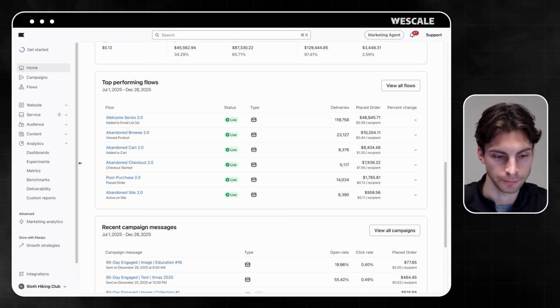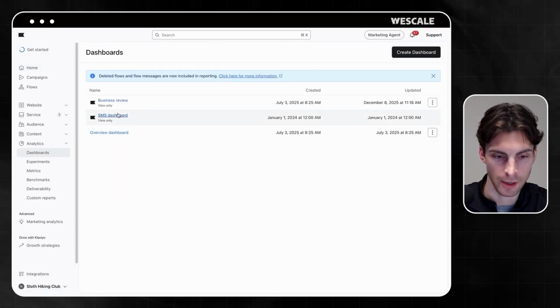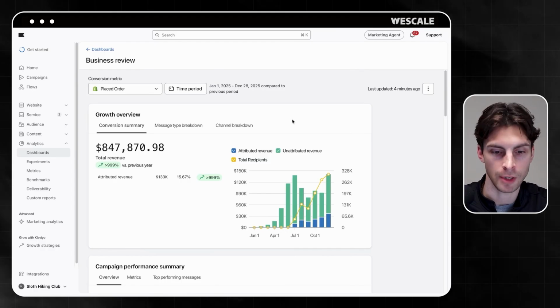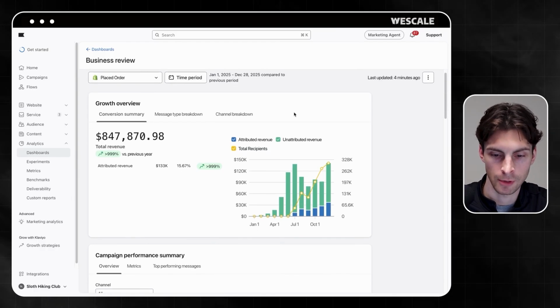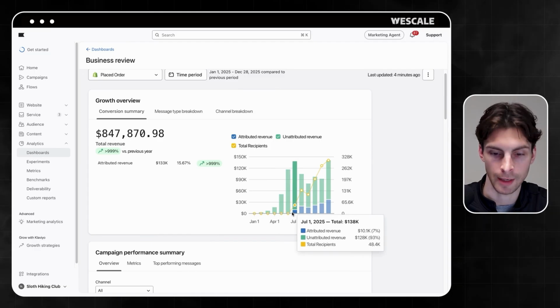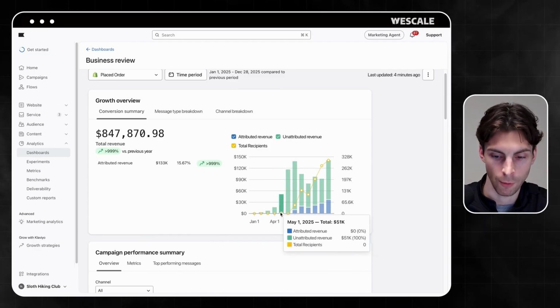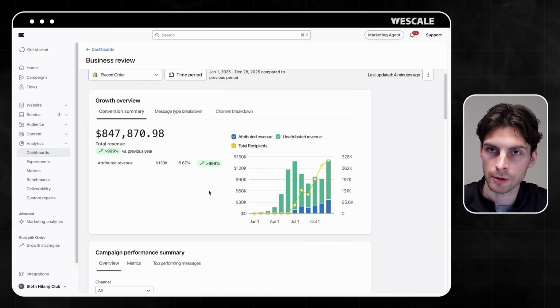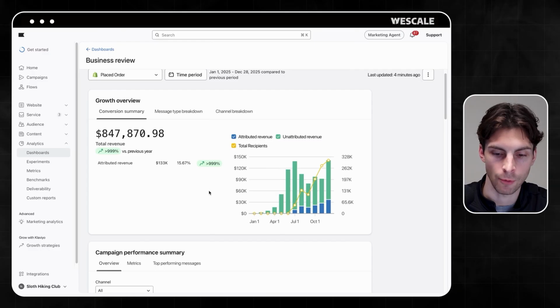If we go to the dashboard here and go to business review, we can see the attributed revenue from email for Sloth Hiking Club. Very important to note here, I didn't set up email until July. I had almost generated $400,000 in sales before I set up email. You do not want to do that. That's a massive mistake that I made for the brand.